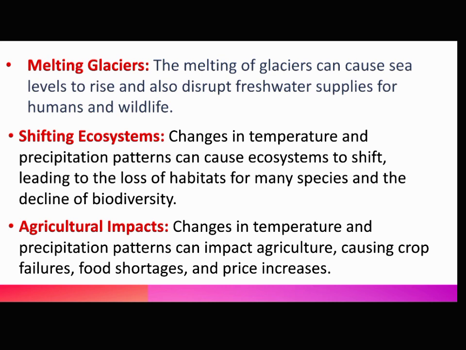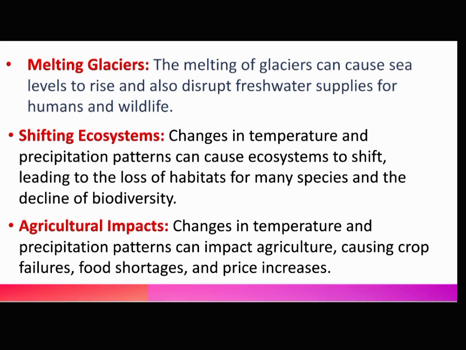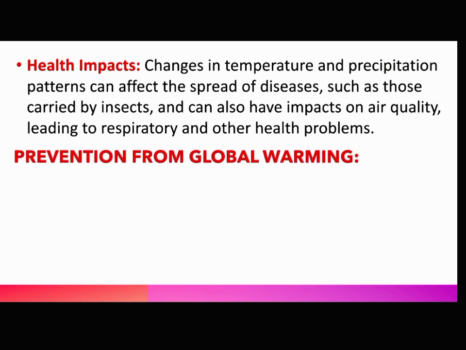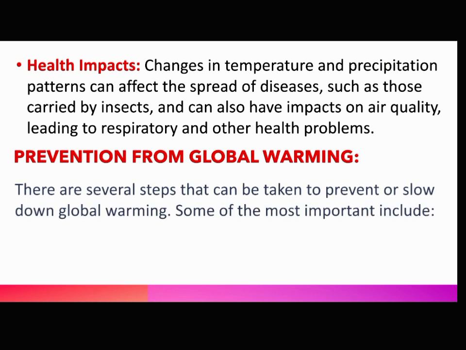Another one is agricultural impacts. Changes in temperature and precipitation patterns can also impact agriculture, causing crop failure, food shortages, and price increases. So these are all the effects of global warming. Next we will see another effect, the human impact. What is the effect of global warming on humans? It can cause the spread of diseases, such as those carried by insects, and can also impact air quality.